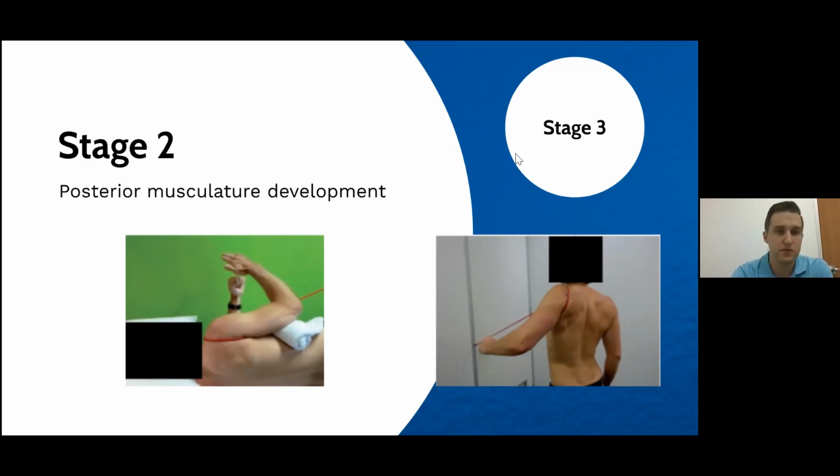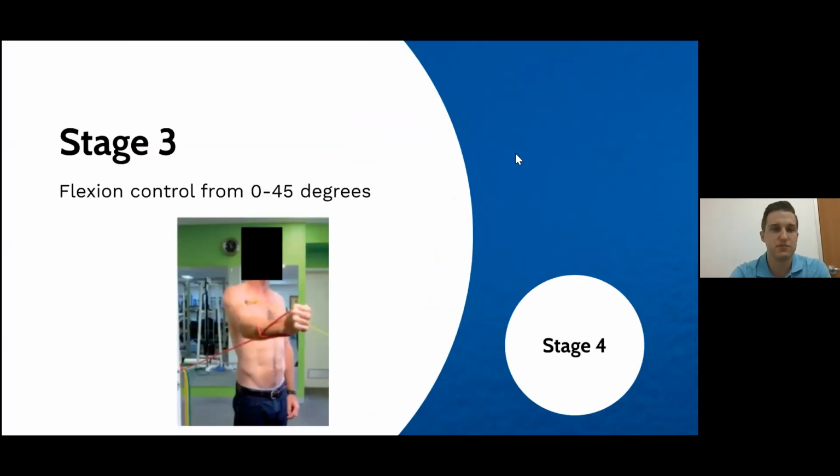So just one option for you, but I like that these are more concepts to apply, not specific, do these exercises at these parameters for this long of time. It's a lot of clinical judgment involved, but also giving you a little bit of guidance. So stage number 3, getting into flexion control from 0 to 45 degrees. So earlier we talked about coronal plane. Now we're getting a little bit more sagittal. So again, a little bit of guidance, not strict parameters.